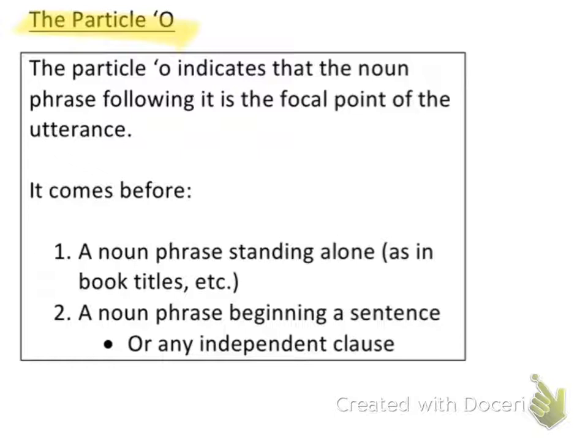The particle O indicates that the noun phrase following it is the focal point of the utterance. It comes before 1. A noun phrase standing alone, as in book titles, and 2. A noun phrase beginning a sentence or any independent clause. So if you remember nothing else about a noun phrase, what I want you to remember is that it precedes, or comes before, a noun or noun phrase. Okay, so that is what you need to remember.